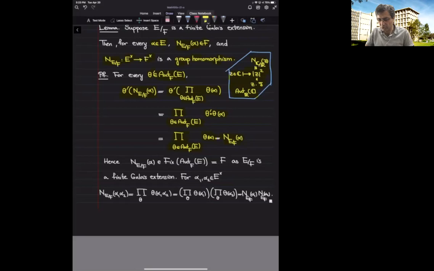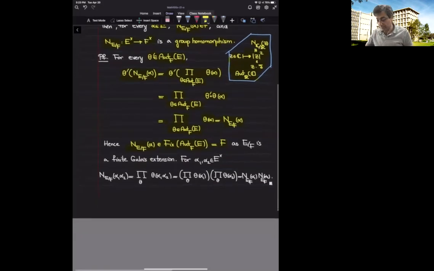So altogether, we are showing that when I apply theta prime to norm of alpha, I get back norm of alpha. It's a fixed point of all the automorphisms, so it should belong to the fixed points, but it's a Galois extension. So the set of fixed points of the F automorphisms of E is the base field capital F. So norm does belong to the base field capital F. So that shows the first part of the claim.